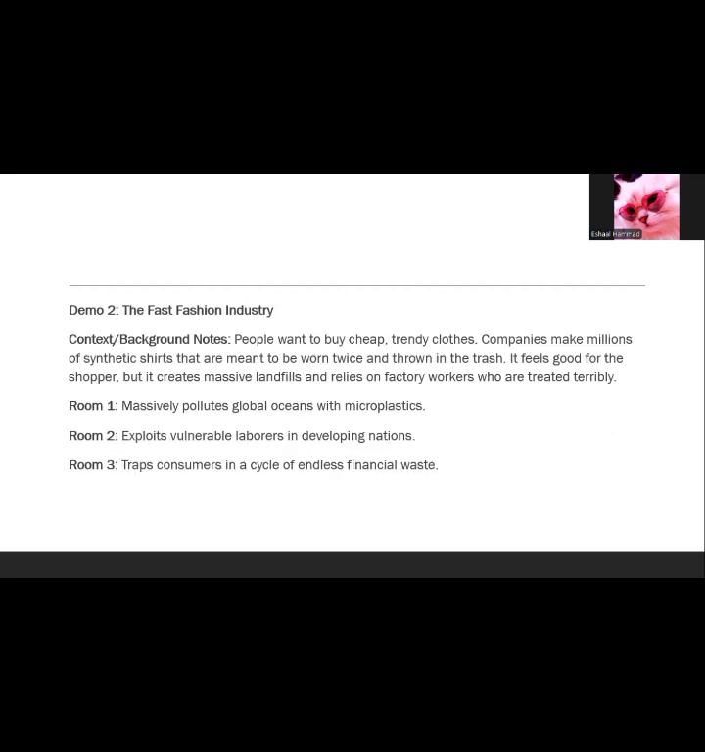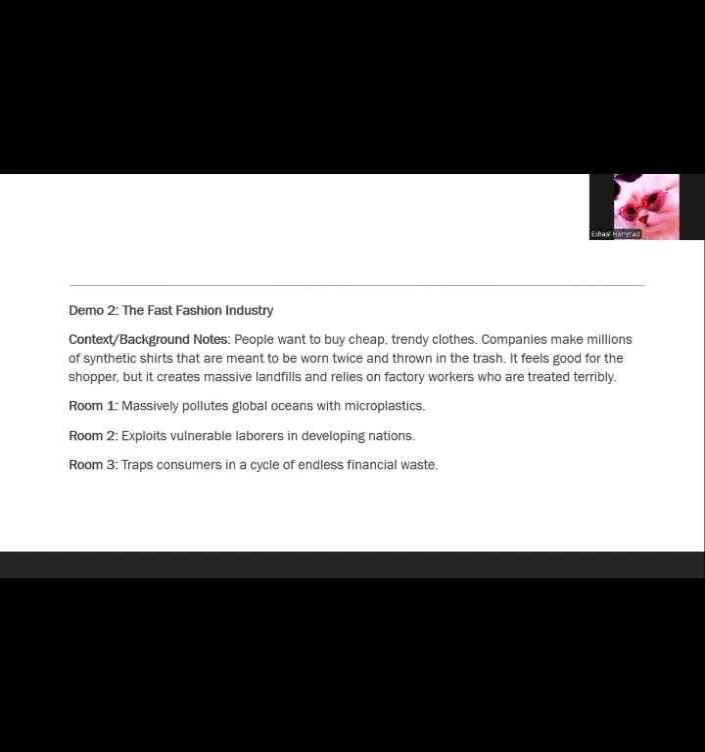Demo number two. Similarly, for demo number two, we have the context or background for the fast fashion industry. People want to buy cheap clothes. Companies make millions of synthetic shirts that are meant to be worn twice and thrown in the trash. It feels good for the shopper, but it creates massive landfills and relies on factory workers who are treated terribly. Why are they treated terribly? Because they have a lot of load on them. They need to work extra and they are not given the due compensation, of course.